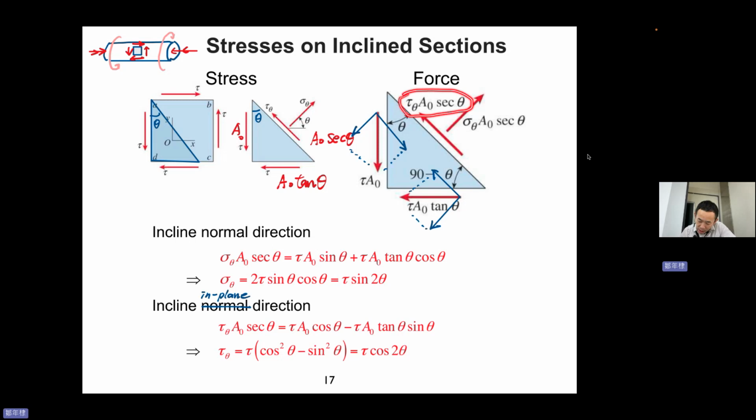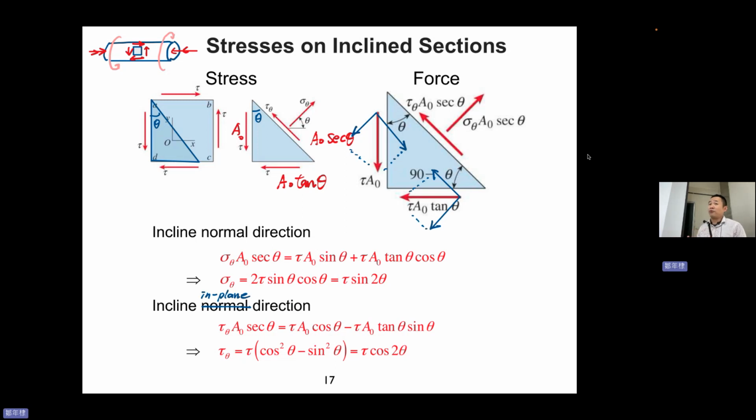Tau theta equals tau times tangent theta, and this one is tau times cosine theta, equal to tau cosine 2 theta. It's relatively easy to remember. Okay, so easy, but maybe, well, I will tell you.